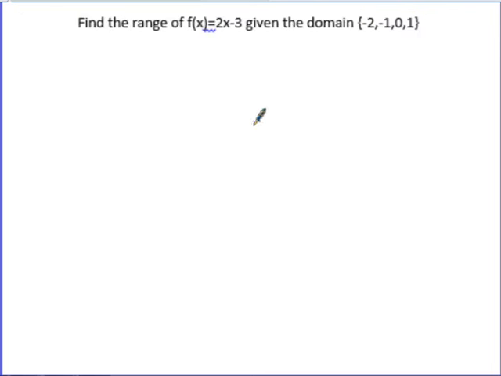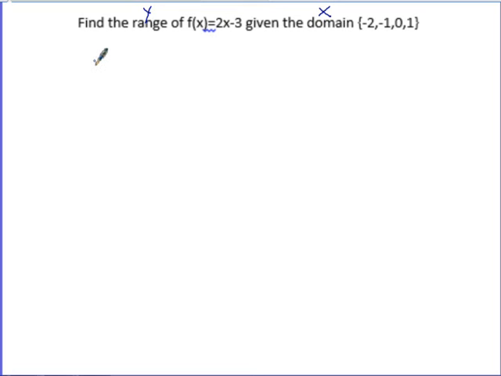Okay, so now we have two examples where we're asked to find the range of f of x equals 2x minus 3. So here's my equation, given the domain -2, -1, 0, 1. Well, I know that domain is x values, and they want me to find the range, which is y values. So I'm going to take each of these numbers, substitute them in for x, and then I can figure out what the range would be.